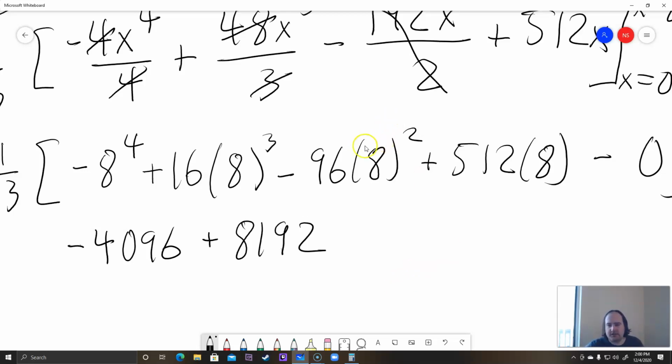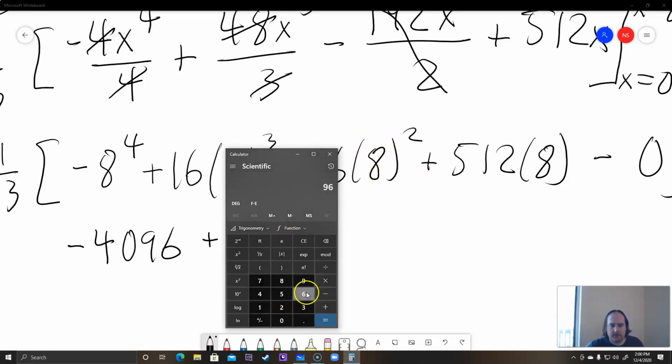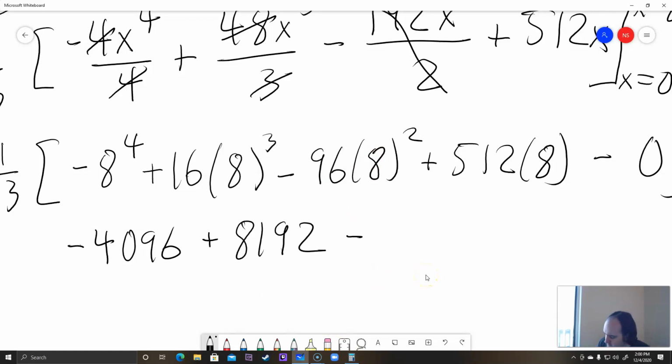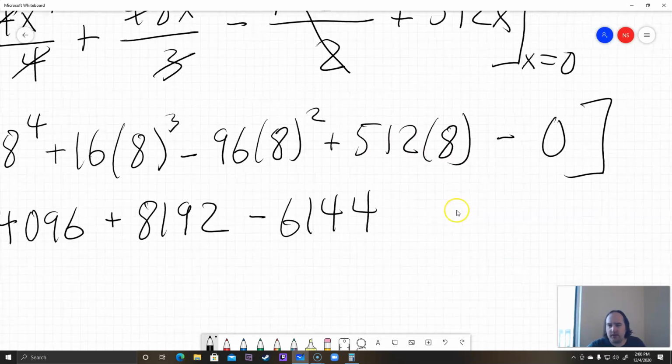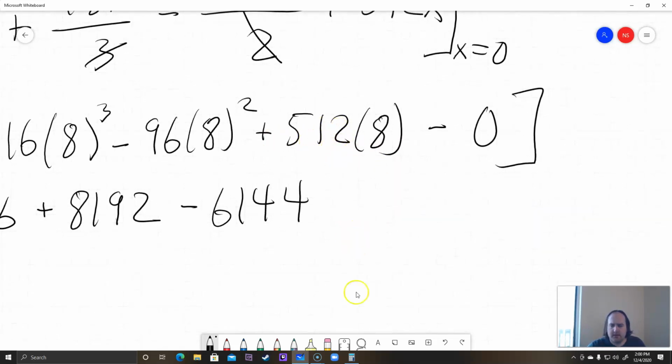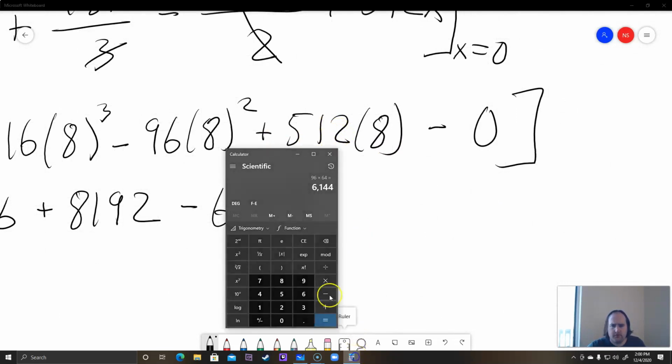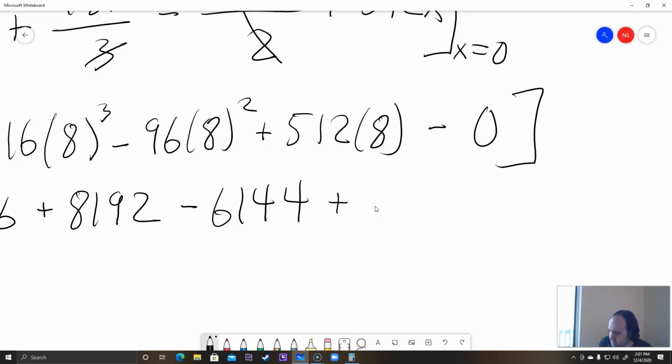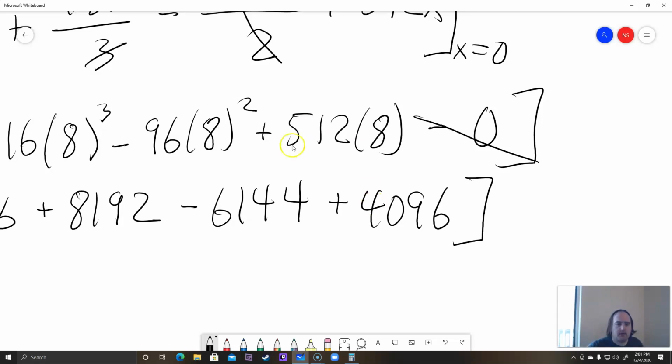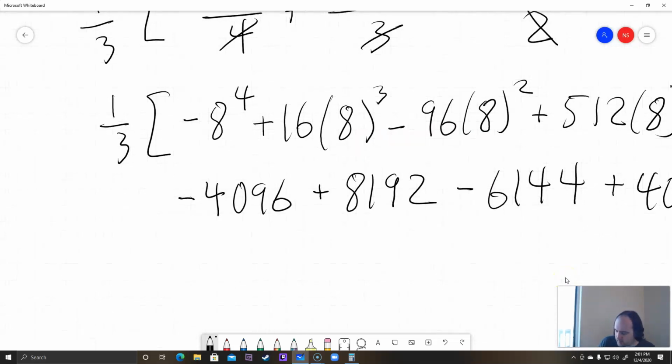And then 8 squared is 64, so we're going to do negative 96 times 64. 96 times 64 gives us 6144. So we have minus 6144. And then we have plus 512 times 8, which is 4,096. So we have plus 4,096. And then minus 0 doesn't do anything. And we still have our 1/3 out front.